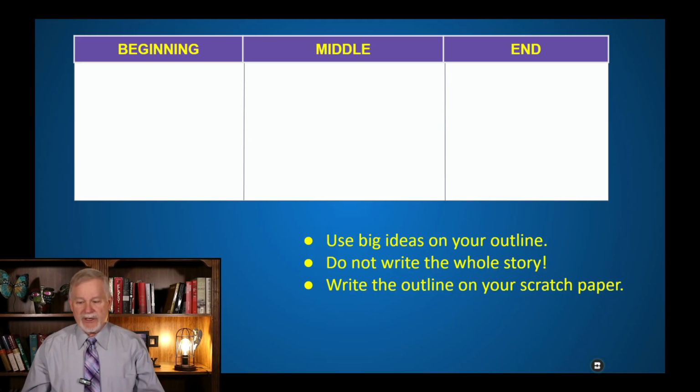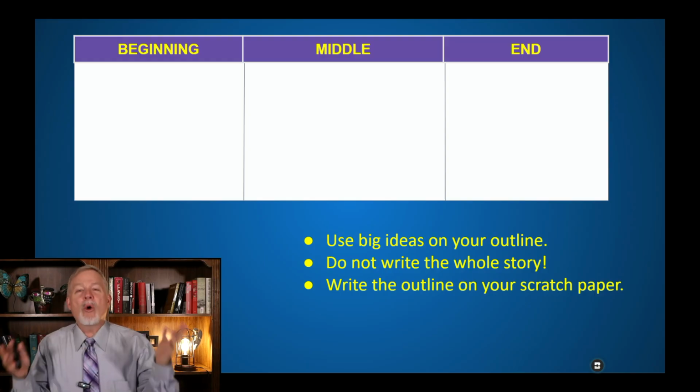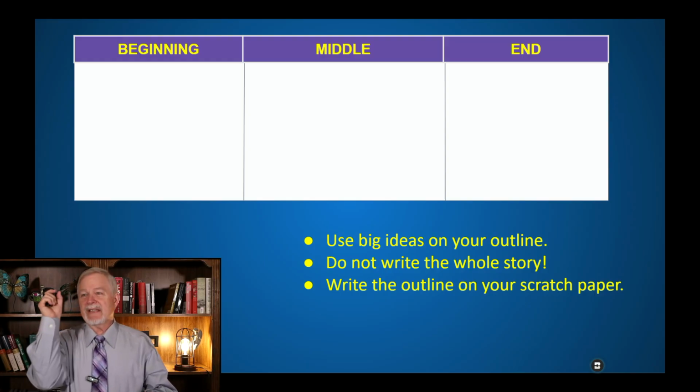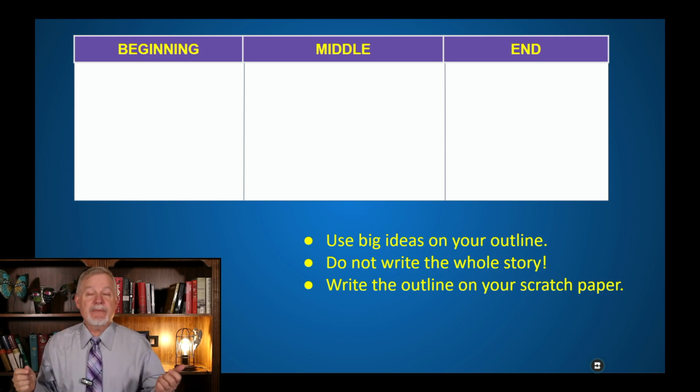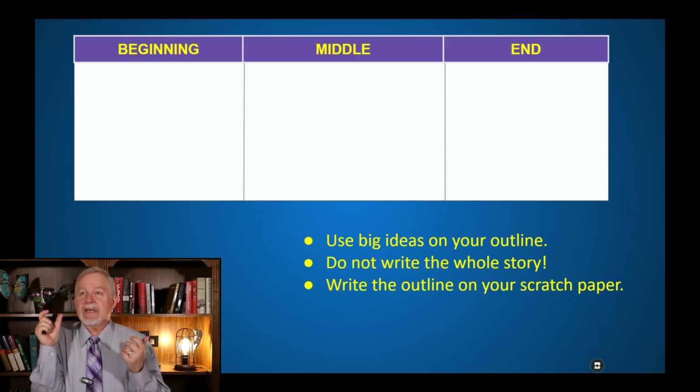And so what I want you to do when you're doing this, I want you to keep a couple things in mind. I want you to use big ideas on your outline, on that piece of paper. Don't write the whole story now. Write little words like knight. You know, the fighting knight. Knight. Maybe that's one of your characters. Maybe, if this isn't our example, not on your test.